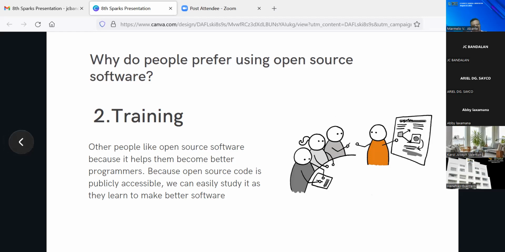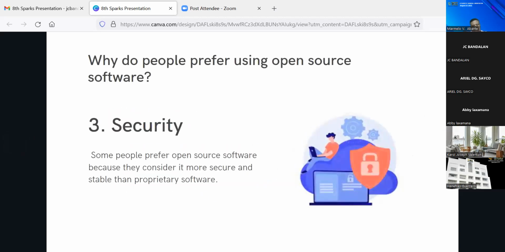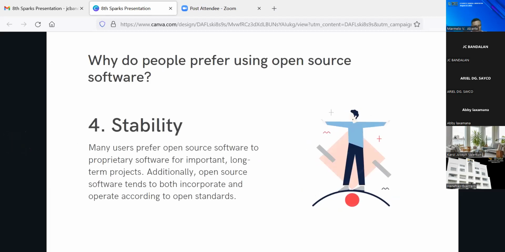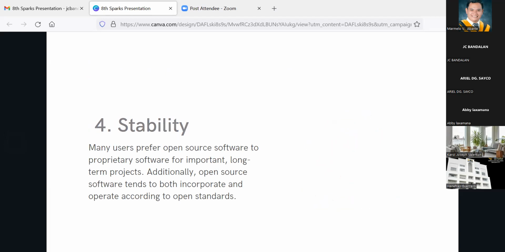Next is security. Some of the people, or most of the people, believe in and prefer open source software because they consider it more secure and stable than proprietary software, meaning the software that you have to pay for. Also, stability is one of the main reasons why they prefer open source. So many users prefer open source software over proprietary software for important long-term projects. As I said earlier, since it's actually free, it's common and it's just wise to use it, because you don't have to worry about added cost that would affect your operational expenses.